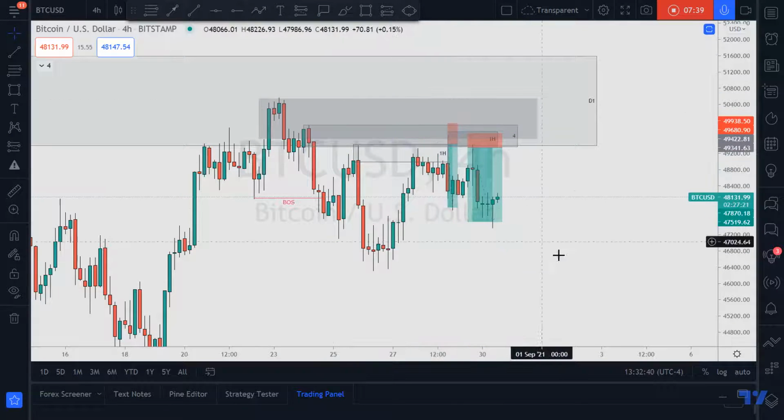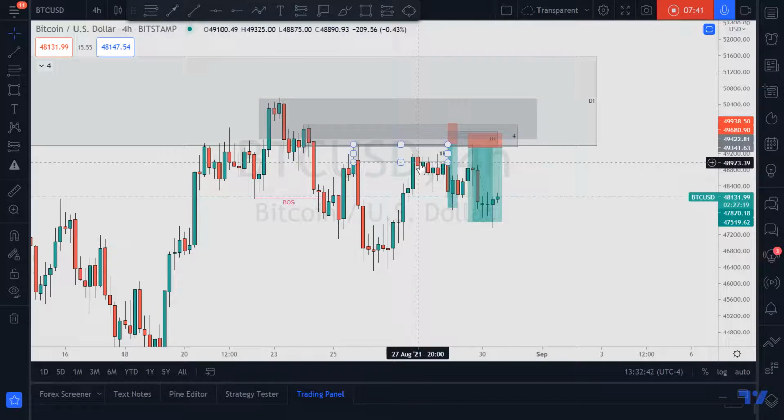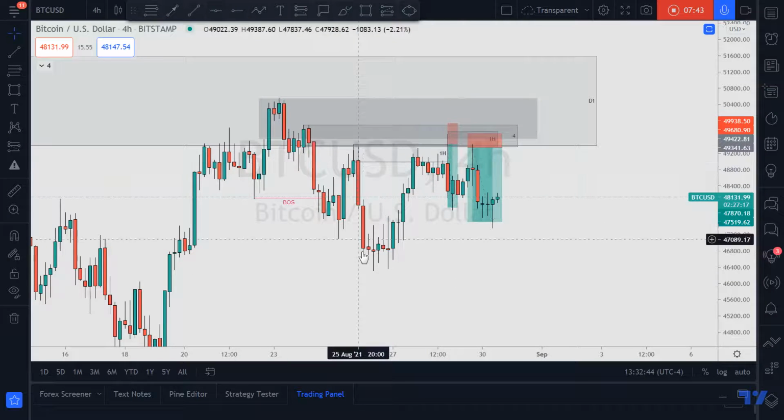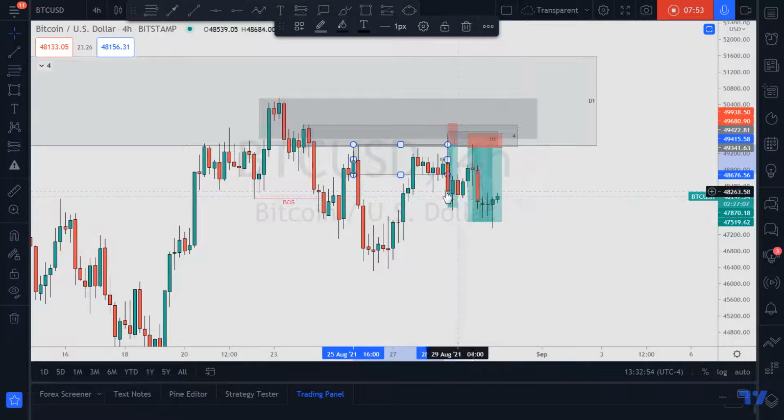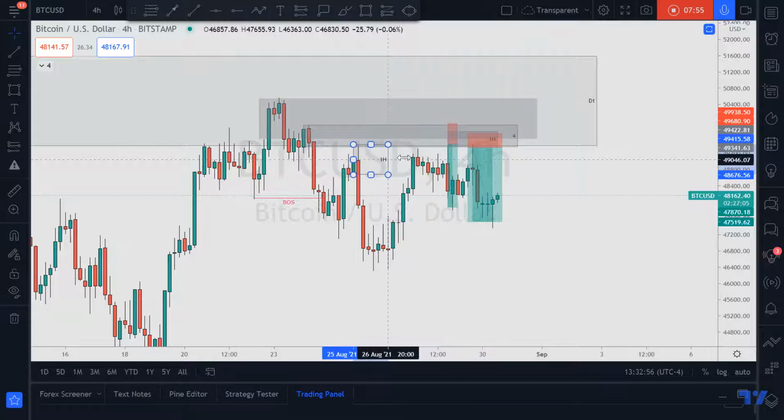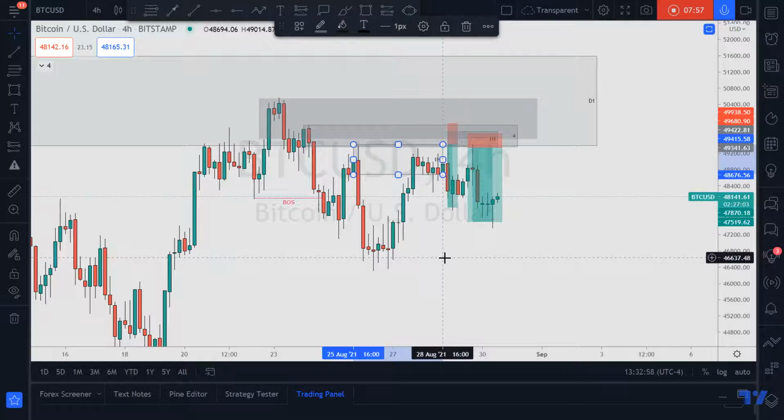Okay. Next. All right. Once it comes back up, yeah, it tested and came down. All right. Now we're tracking that it also left behind another order block, right? This one's an interesting situation. I'm going to tell you why.